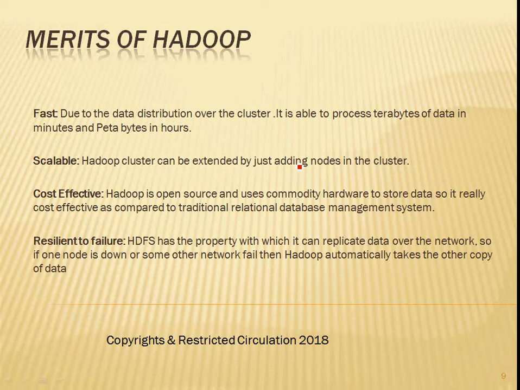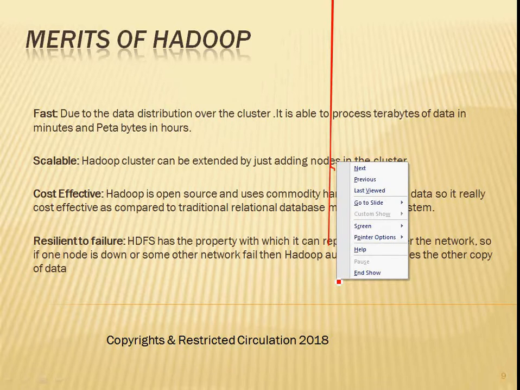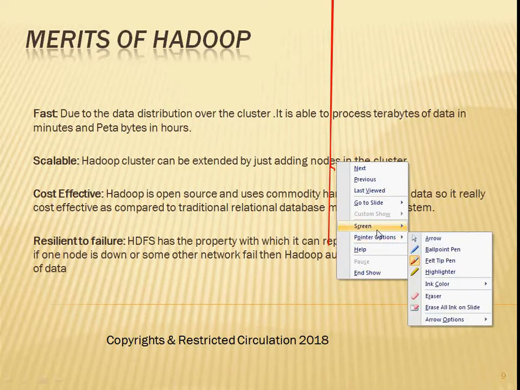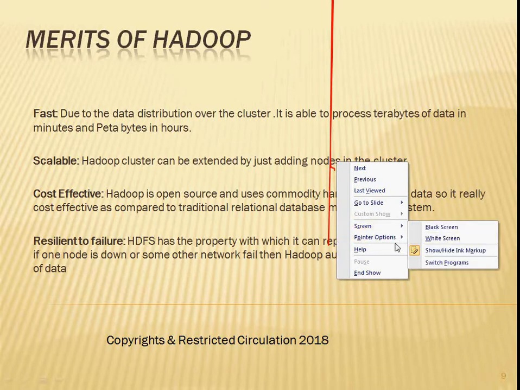And the last point is resilient to failure, meaning Hadoop has a property by which it can replicate data over the network. So what do we mean by replication, right? That we will discuss during the operation of MapReduce. So this term is something related to MapReduce.